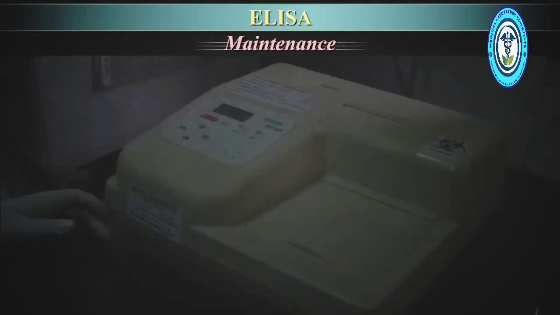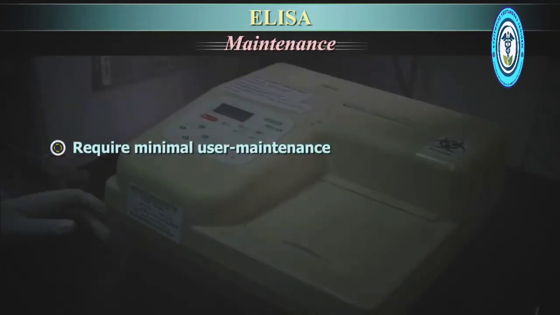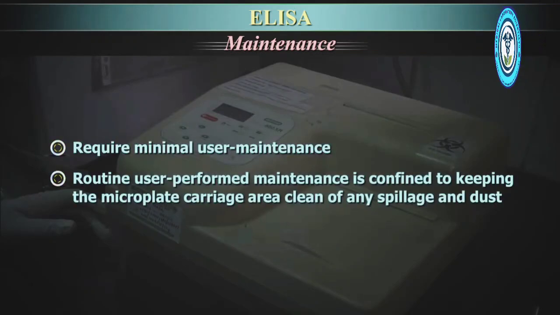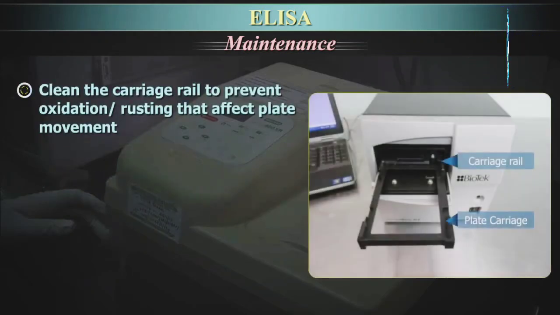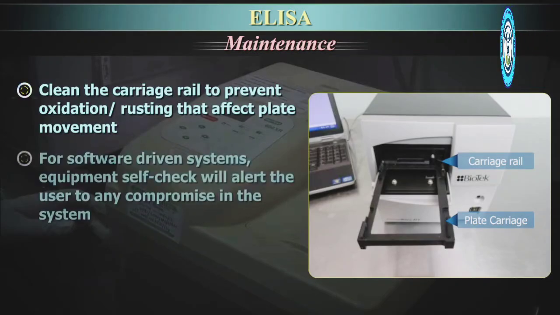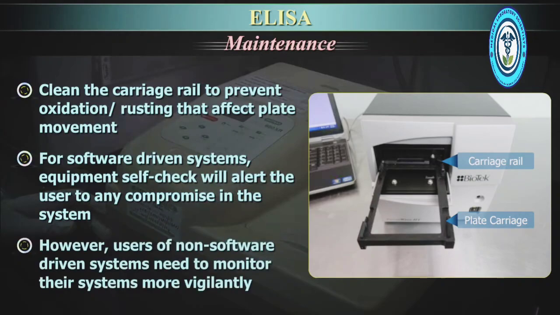Maintenance. ELISA readers require minimal user maintenance. Routine user-performed maintenance is confined to keeping the microplate carriage area clean of any spillage and dust. Clean the carriage rail to prevent oxidation or rusting that affects the plate movement. For software-driven systems, equipment self-check will alert the user to any compromise in the system. However, users of non-software-driven systems need to monitor their systems more vigilantly.